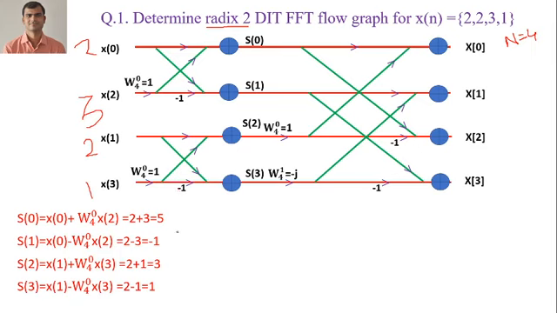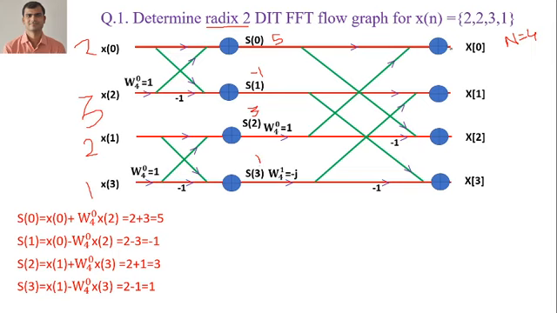So simply we will have the output for stage 1. Here you can write it also: it is equal to 5, it is equal to minus 1, then it is equal to 3, and here it is equal to 1.